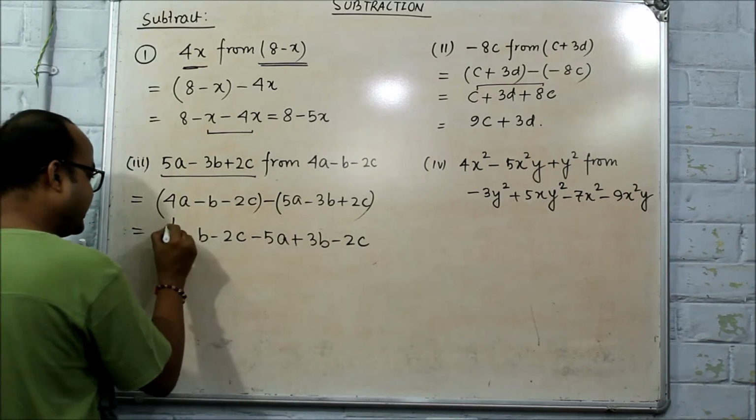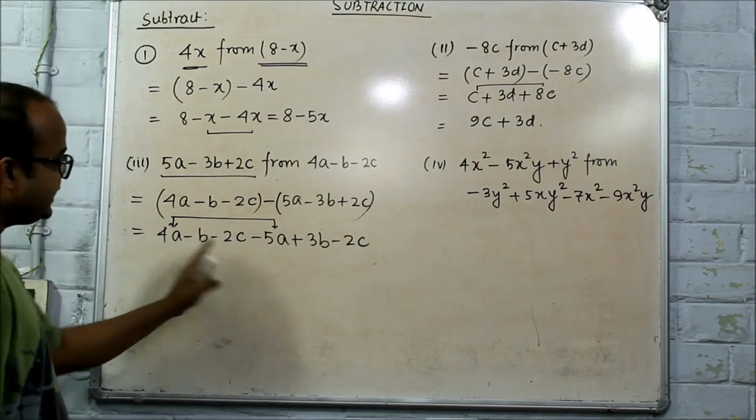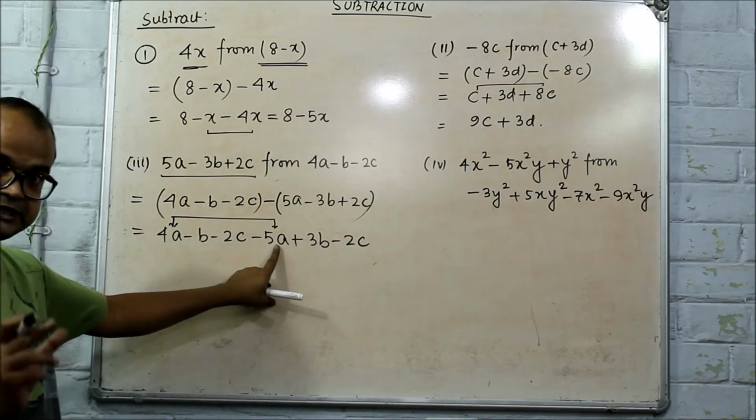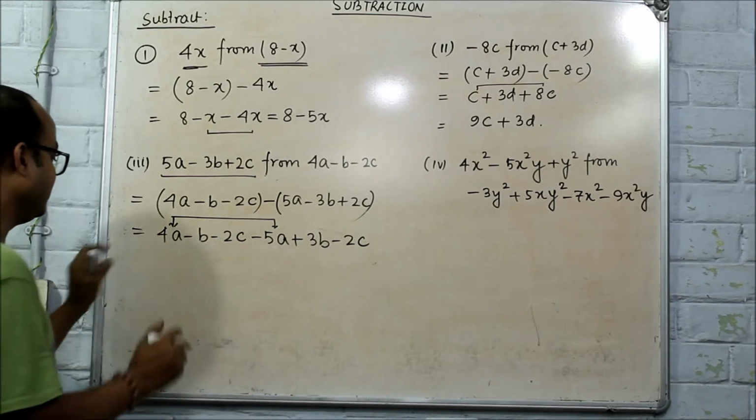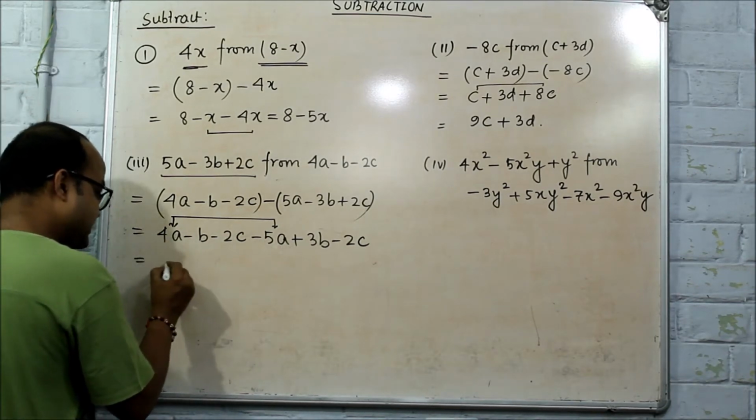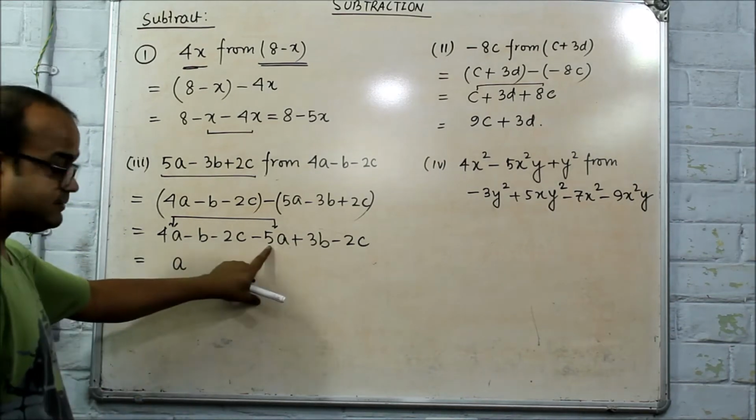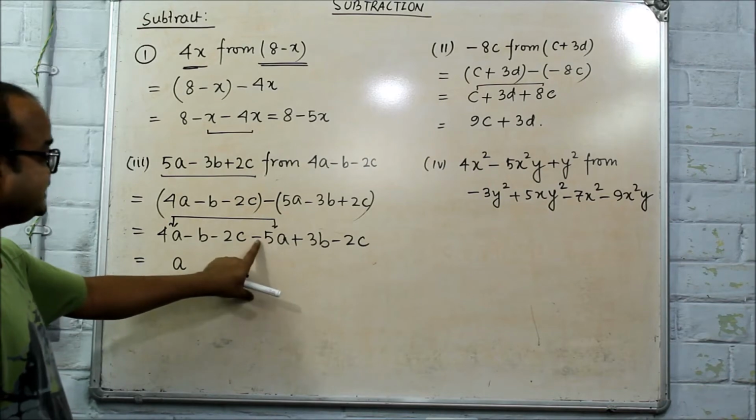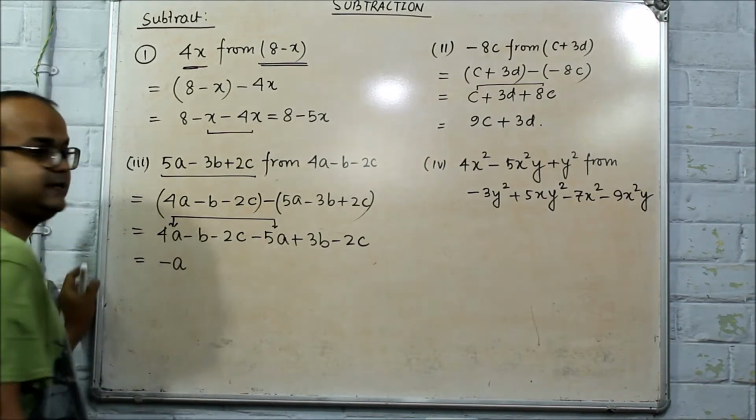Now these two are like terms, 4a minus 5a, opposite sign. So we need to subtract. 5 minus 4 is equal to 1, that is a. Minus 5 is greater in magnitude, the sign of 5 is minus, so it will be equal to minus a.